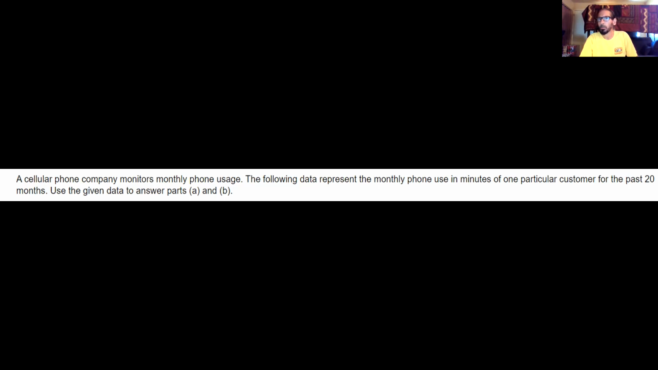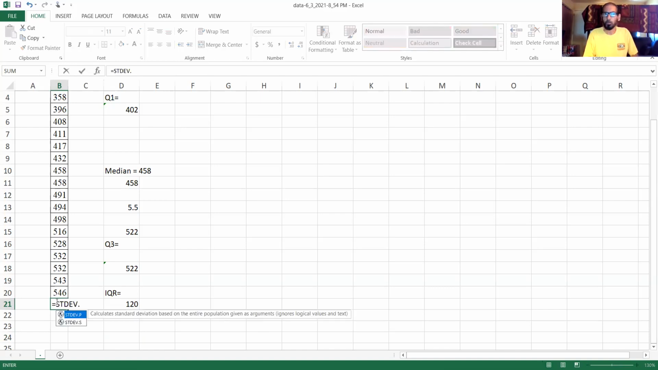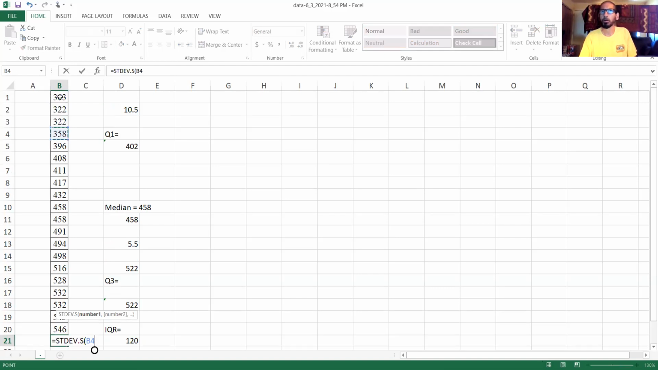So, pulling up the previous data, to get the standard deviation, since this is a sample, remember after equals, STDEV, put a .s, and then tell it that it's going, in this case, from column B, row 1, colon, to column B, row 20.